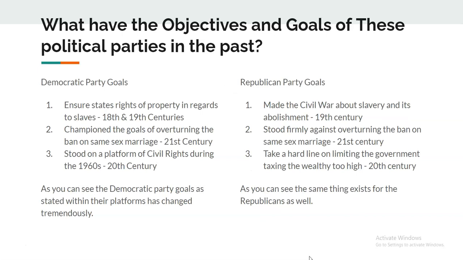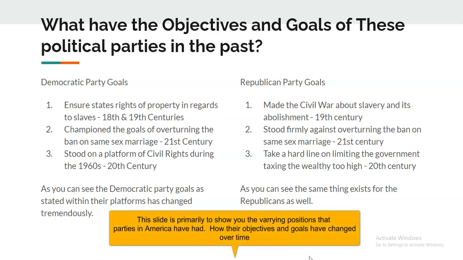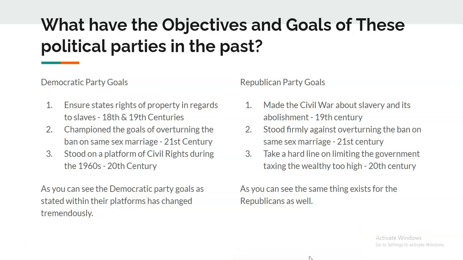We also have objectives and goals of these political parties in the past. Some Democratic Party goals were ensuring states' rights of property in regards to their slaves. That was in the 18th and 19th century. They also championed the goals of overturning the ban on same-sex marriage in the 21st century, and they've stood on a platform of civil rights during the 1960s and the 20th century.